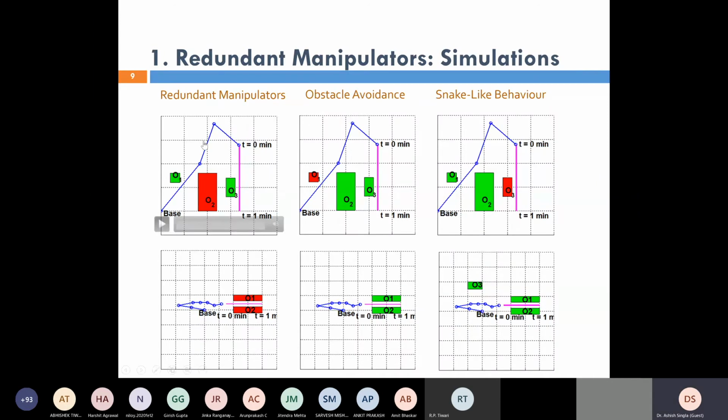So next we have this redundant manipulator, where the blue is the robot and the pink one is the red line which the robot should follow. As I mentioned, this is a robot of 3 degrees of freedom, which is supposed to move in a 2D plane.